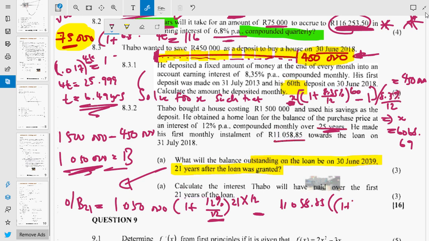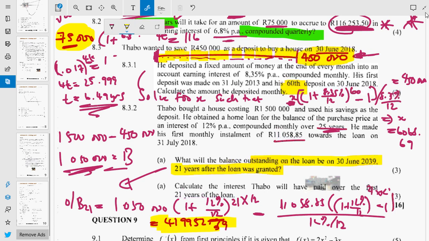11,058.85 times 1 plus 12% over 12 to the power 21 times 12, minus 1, and divide by 12% over 12. And you're going to punch that whole thing in your calculator. Then there you're going to get the value of 419,952.39. So this is the loan outstanding.